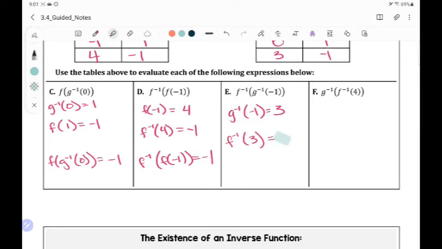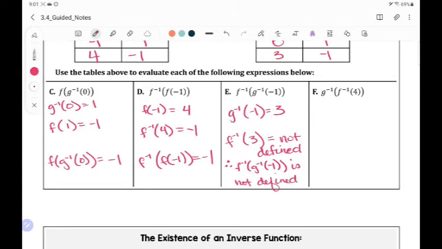It is not defined. Oh, I need a pen, not a highlighter. So we've got not defined. F inverse of 3 is not defined. Therefore, f inverse of g inverse of negative 1 is not defined. If you can't find one piece of it, then you just can't get the answer, and that's okay.